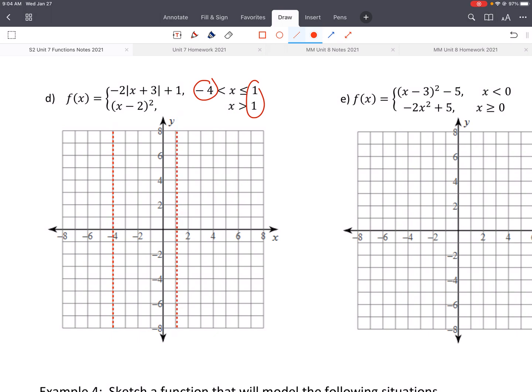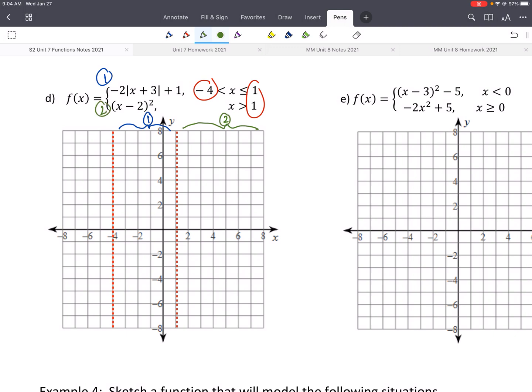So for our first function, I'm going to call it 1. That applies to this domain. Okay, it goes from -4 to 1. And then the other function applies to number 2, and we'll call it number 2. Okay, and we want to graph those.